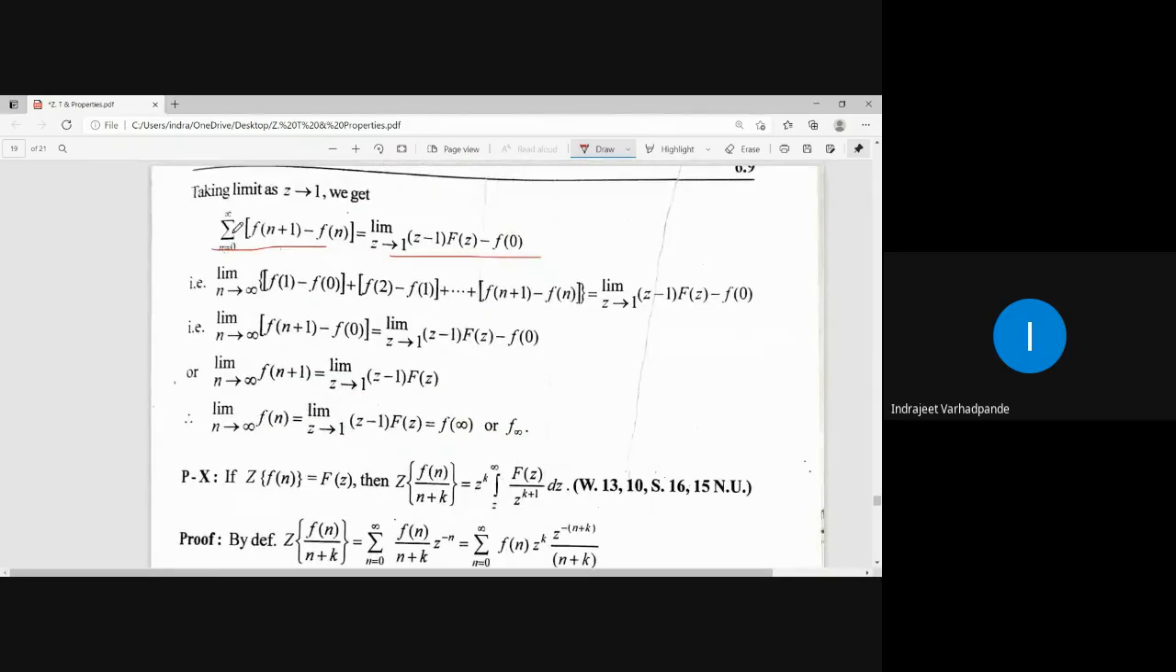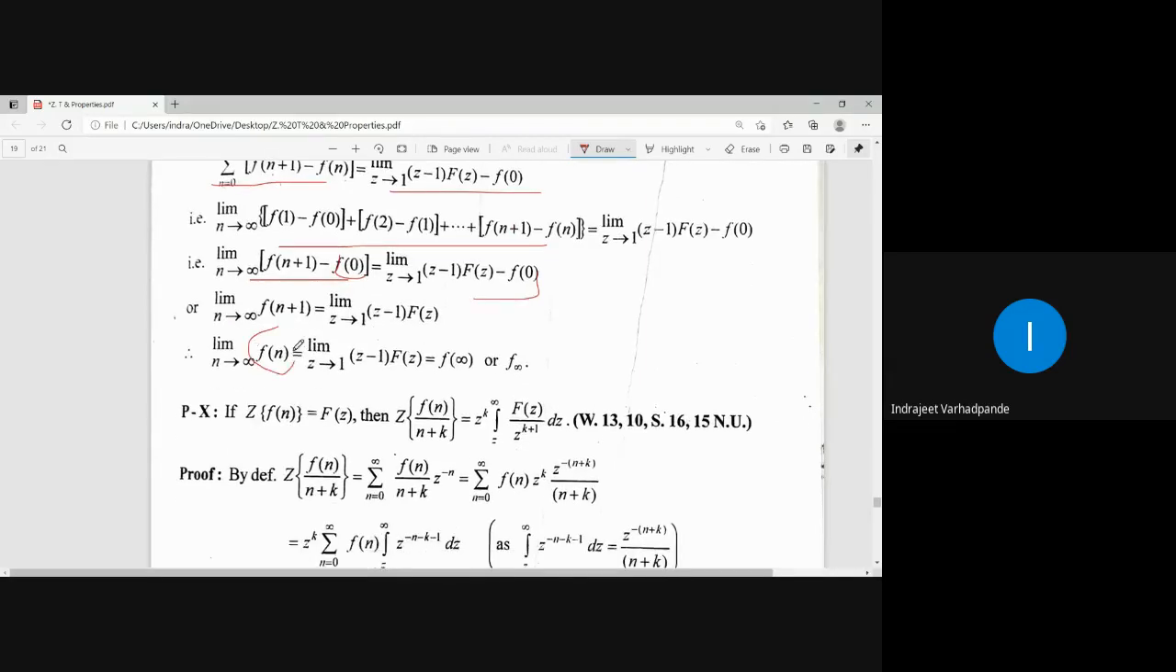Expand the given terms. n equal to 0 से infinity में, n equal to 0 में f of 1 minus f of 0, f of 2 minus f of 1, f of n plus 1 minus f of n, ऐसे आएगा. Arrange करिए, you get the term as f of n plus 1 minus f of 0 RHS में से और ये LHS में से f of 0 cancel होगा. मेरे साथ जो बचता है value वो क्या बचेगा, n tending to infinity f of n and limit z tending to 1 z minus 1 into f of z. So this is the proof for final value theorem.